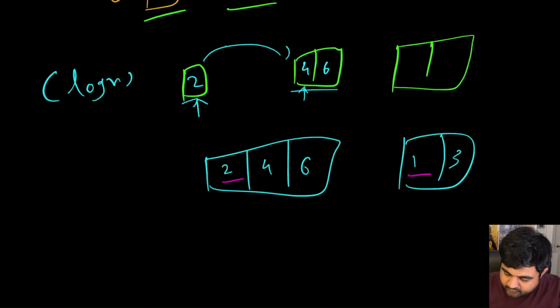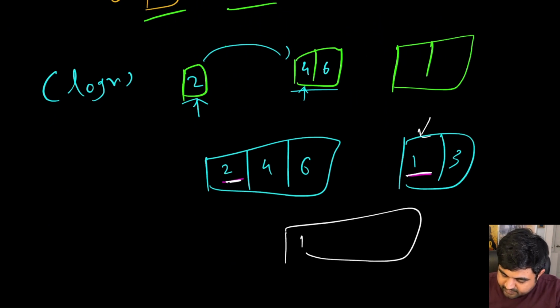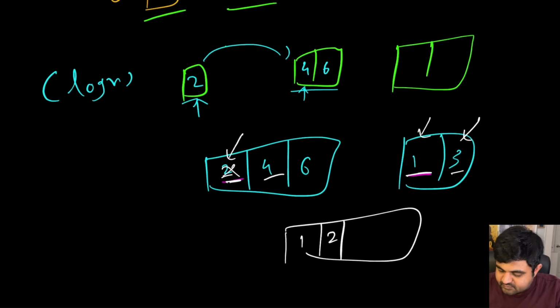Once again, we are going to compare these two values, and we can see that value 1 has to go first. So we are going to put value 1 over here. Then once again, we compare value 2 with value 3. Since 2 is smaller, we put 2 over here. Next, we compare value 4 with value 3. Since value 3 is smaller, we put it before.